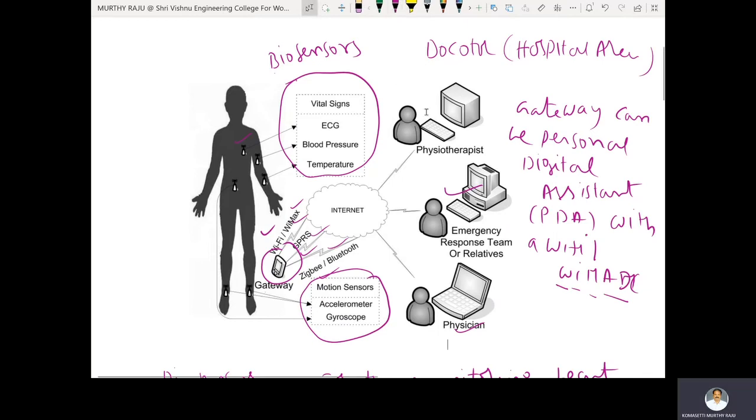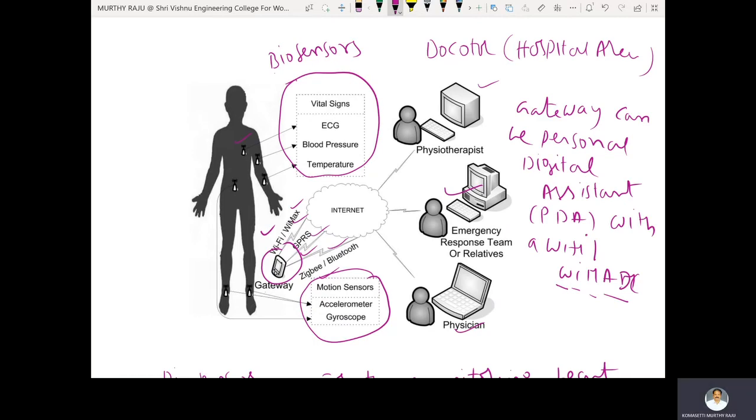Next, the physiotherapist. What is the function of a physiotherapist? A physiotherapist can monitor the rate of recovery of a patient who has fractured a limb in an accident. Okay, these are the three important responses from the hospital area. These show the importance of the body area network.